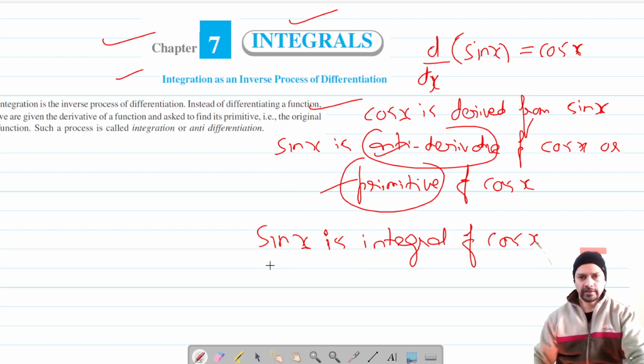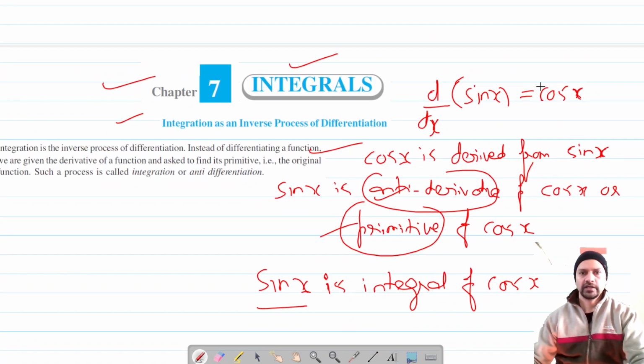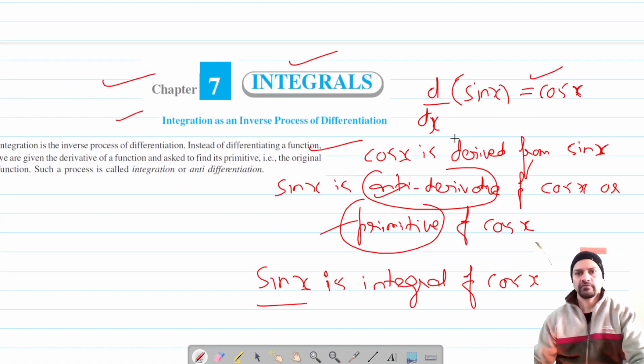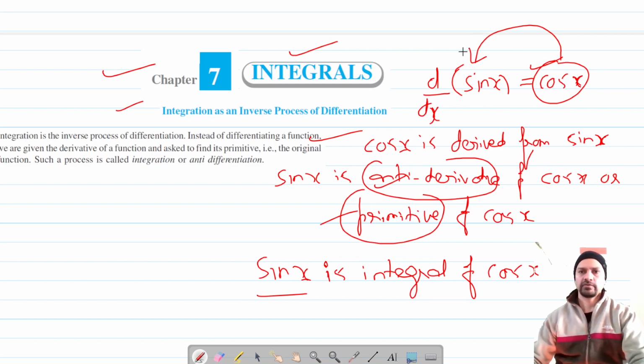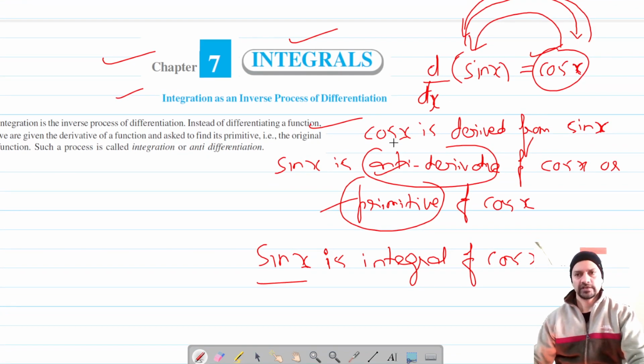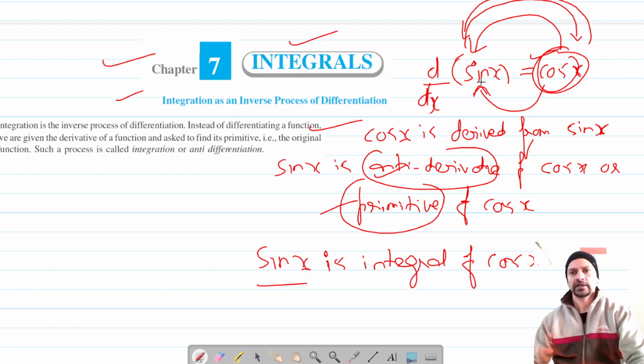Now, instead of differentiating a function, we will be given the derivative of the function, and we will have to find the primitive. So the process of differentiation goes from here to here, and integration is just the reverse of differentiation. That is, we will be given the derivative, and we will be asked to find the primitive or the anti-derivative, and we call this the integral of cos x.